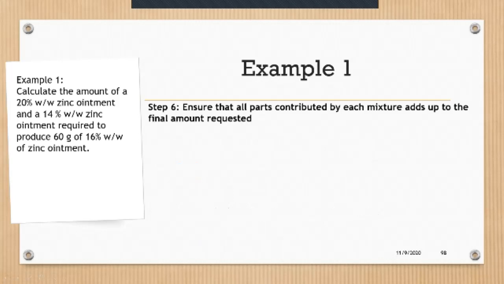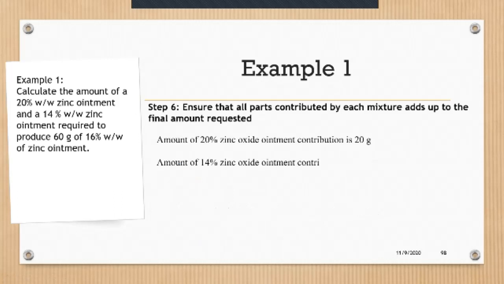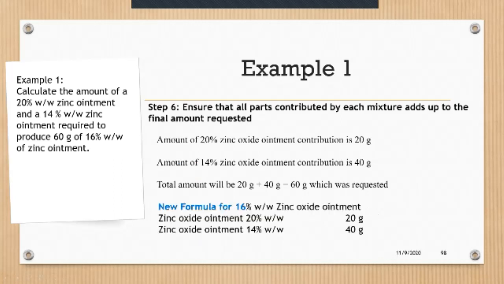So you ensure that all the parts contributed by each of the mixture adds up to the final amount requested. So the amount of 20% zinc oxide contribution is 20 grams, and that of the 14% zinc oxide ointment contribution is 40 grams. So the total amount will be 20 plus 40 is equal to 60 grams, which was requested. So the new formula for the 16% weight in weight zinc oxide ointment would be zinc oxide ointment 20%, 20 grams, and zinc oxide ointment 14%, 40 grams.